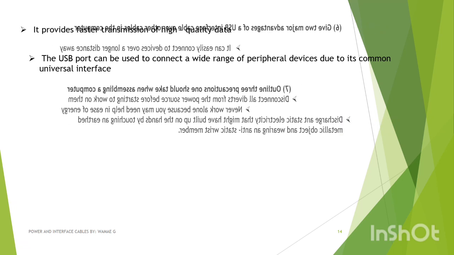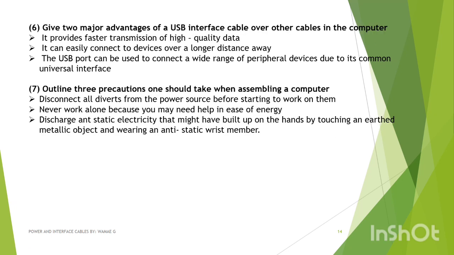Next, give 2 major advantages of a USB cable over other cables in the computer. The first one, it provides faster transmission of high quality data. Number 2, it easily connects to devices over a long distance away. And number 3, the USB ports can be used to connect a wide range of peripheral devices due to its common universal interface.